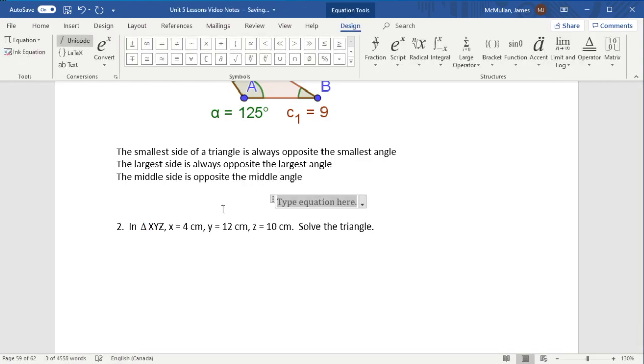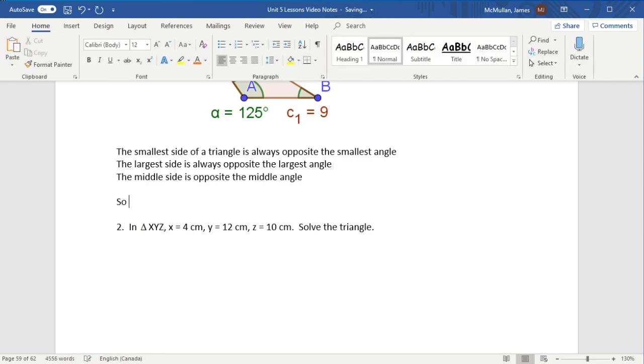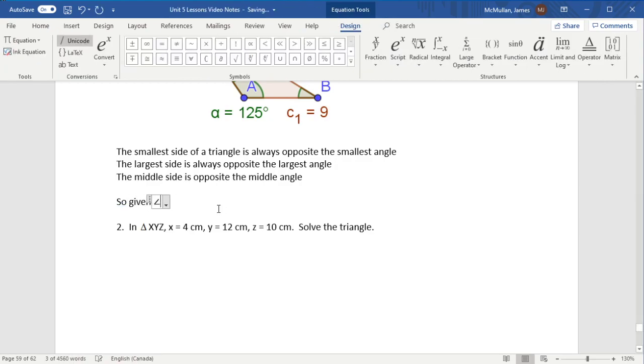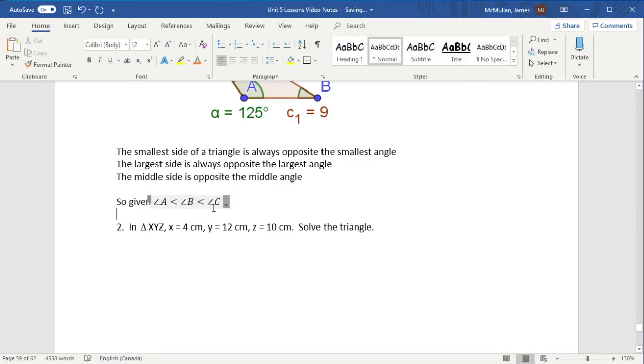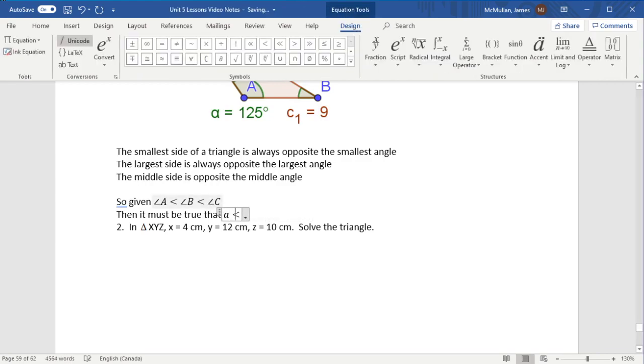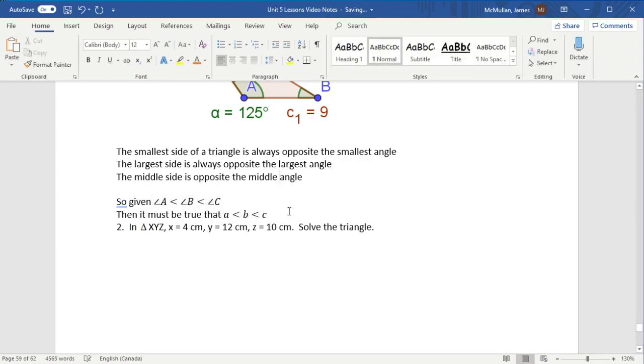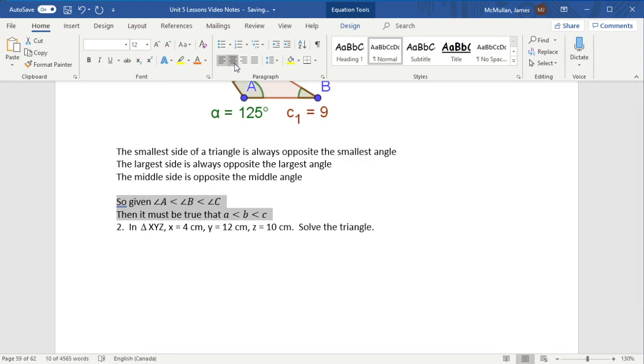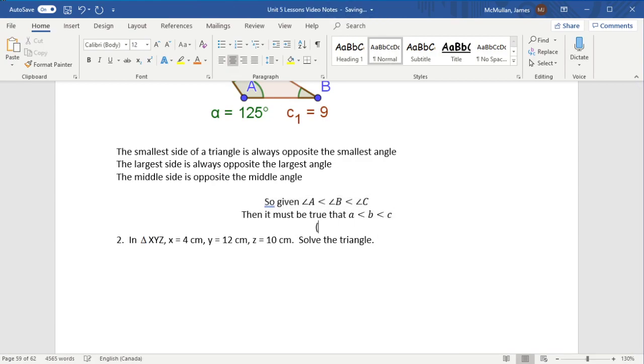So this means, given angle A is less than angle B is less than angle C, then it must be true that side A is less than B is less than C. Okay, and this also works the other way around. The reverse is also true.